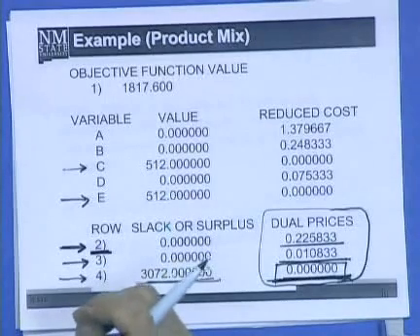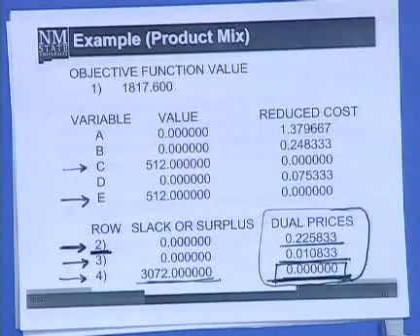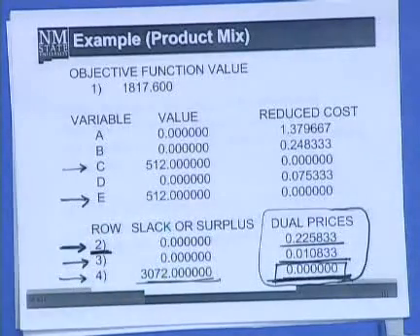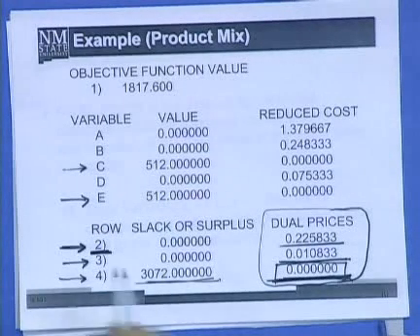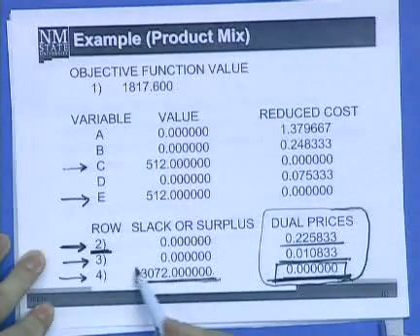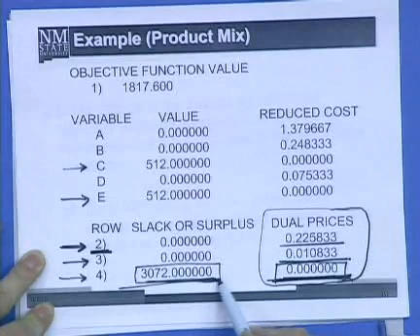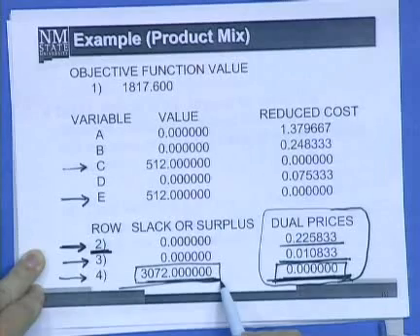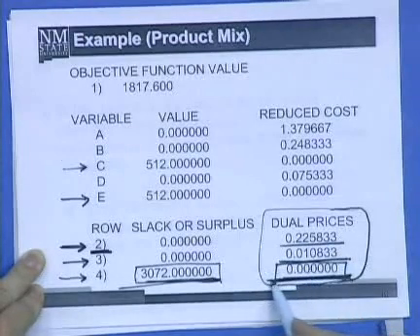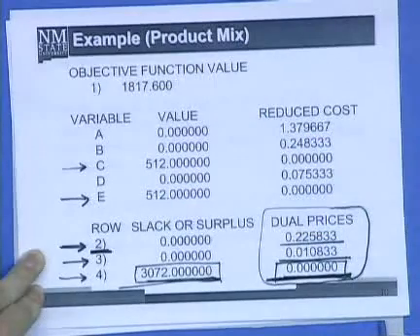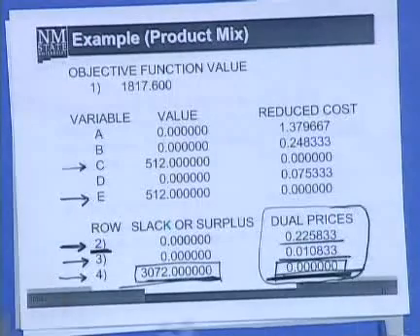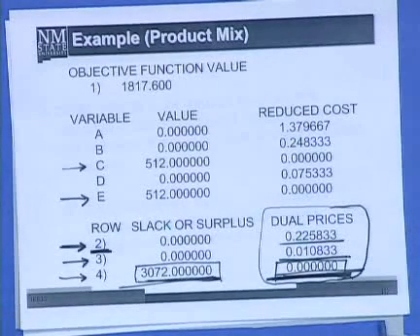But this is understandable in view of the economic interpretation of the dual price. That is, if a resource is not completely used at the optimum, which means the constraint is not tight, like this, then additional quantities of that resource will not result in increased profit or decreased costs. That is, the corresponding dual price must be 0. Okay? Does that make sense?